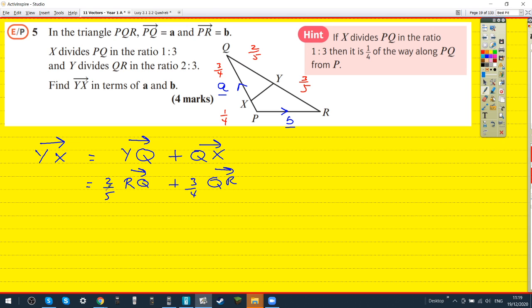Okay, so it's 2/5 of RQ. What is RQ? Wait, is it 3/4 of QR? Or is it QP? Sorry, that one is RQ. That one's QP, sorry, yeah. Wouldn't QP be minus? We'll get there. Okay. It's just 3/5 of whatever QP is. Okay, so 2/5 of R to Q.